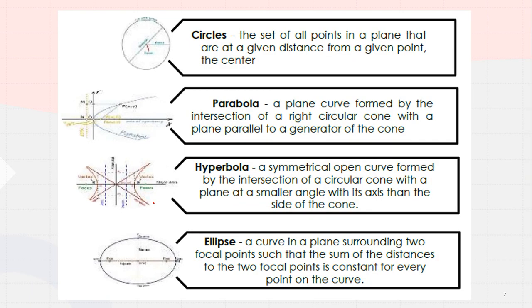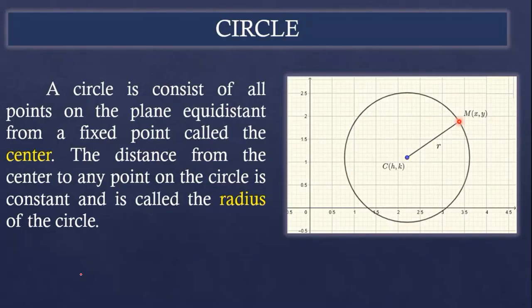Okay? So the meaning of circle is the set of all points in a plane that are at a given distance from a given point, the center. So ito po yung magiging itsura ng graph natin if we're going to plot the coordinates yung sa mga bibigay na equation. Wag muna tayong tumingin sa parabola, hyperbola, and ellipse. Ito muna tayo sa circle. So, we have here, circle consists of all points on the plane equidistant. Meaning to say, equal ang kanilang distansya from a fixed point called center. So, this is what we call vertex or center. May pinagkaiba ang vertex at center. Mamaya malalaman ninyo.